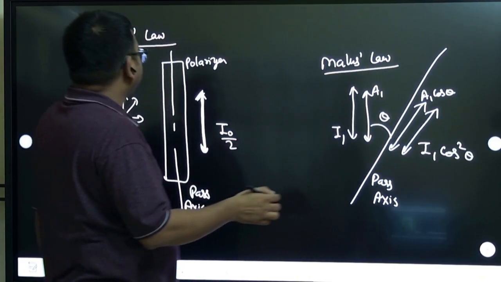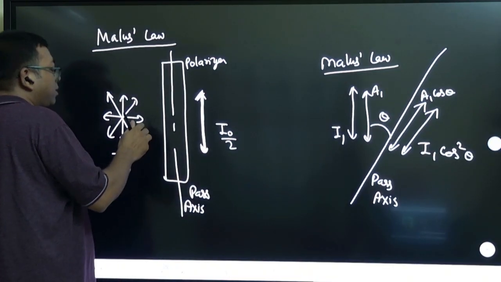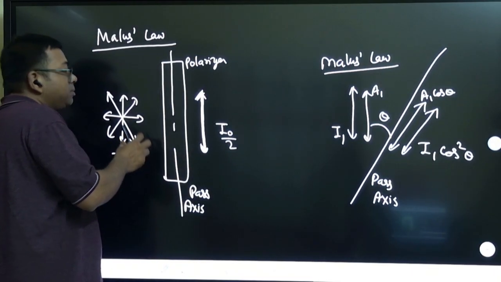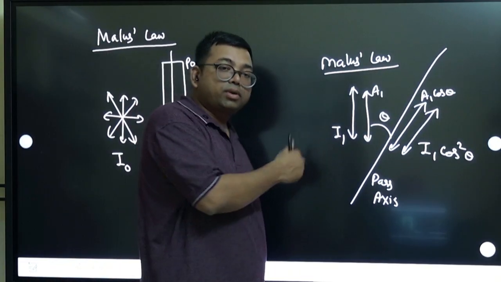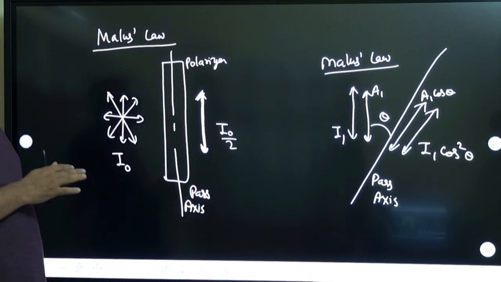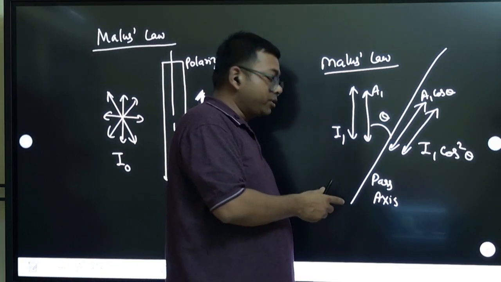And note that here why it has become half, because the angle is in a random direction. Random direction means average value. So you can understand the average value of cos square is half. That's why half is coming as the factor. That's the definition. Okay. So most of the questions will work based on this.